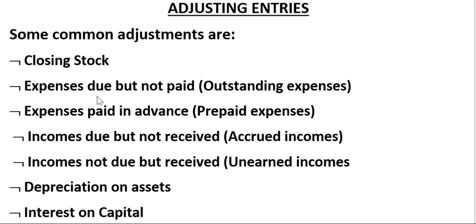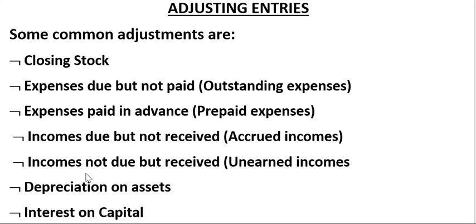Expenses due but not paid. So outstanding expenses means आपको expenses ड्यू हो गया है तो पे कर देना चाहिए, लेकिन आपने पे नहीं किया है. करेक्ट. Expenses paid in advance, आपने क्या किया, पे नहीं करना चाहिए था लेकिन आपने पे कर दिया. So prepaid expenses are to be adjusted because all these are going to affect your profit and loss account. Income due but not received, आपका इनकम आना चाहिए था but you have not received. So accrued income.